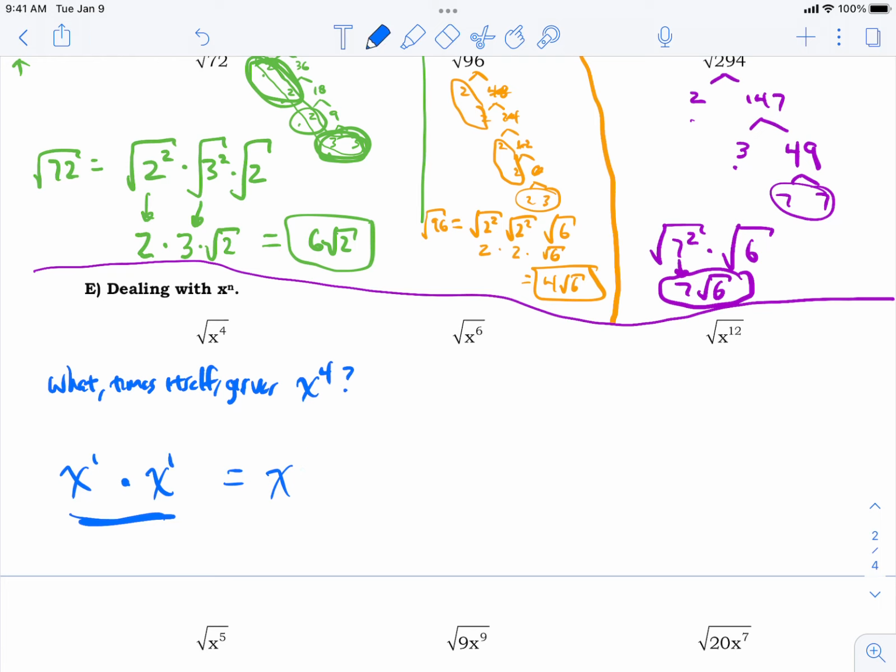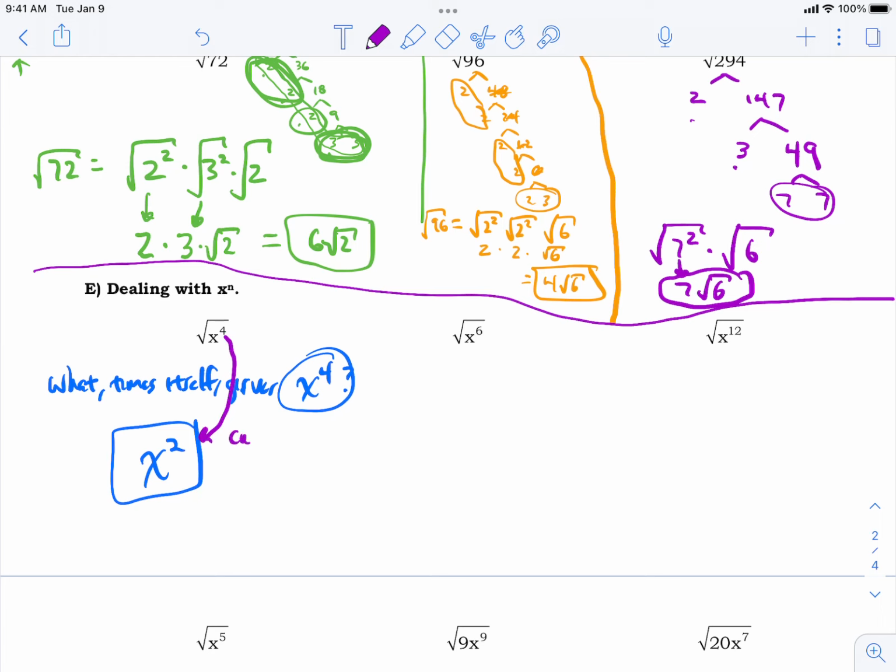What if you had something like x squared and you multiplied it by itself? Well, x squared times x squared, you would add the 2 and the 2 to get a 4. So it looks like we just found our answer. What times itself gives x to the 4th? The answer is x squared. So I'm going to erase this and say x squared. Notice, if you want to look at this as a real shortcut, the 4, I basically cut it in half. Cut the exponent in half.